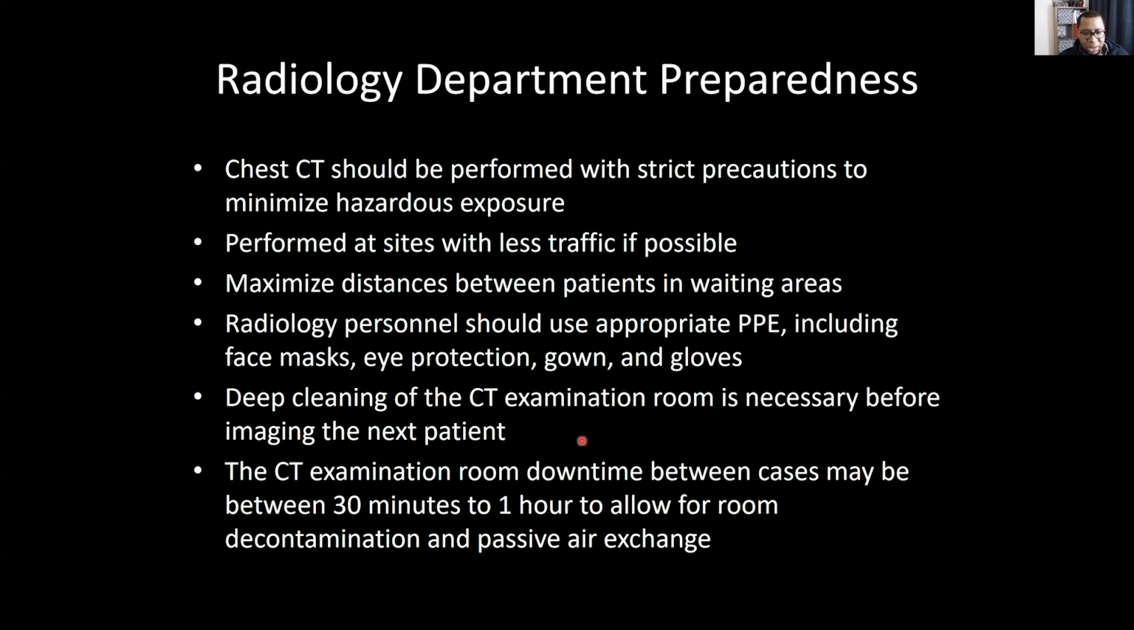Deep cleaning of the CT exam room is necessary before imaging the next patient. The CT examination room downtime between cases may be between half an hour to an hour to allow for room decontamination and passive air exchange. Remember, in closed environments, the COVID virus could actually maintain itself in the air for a small period of time.